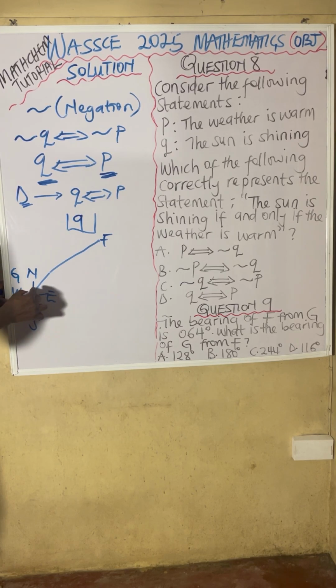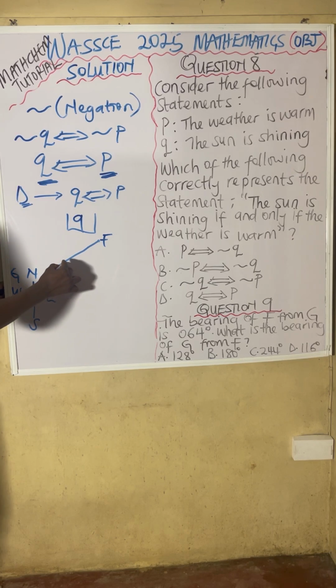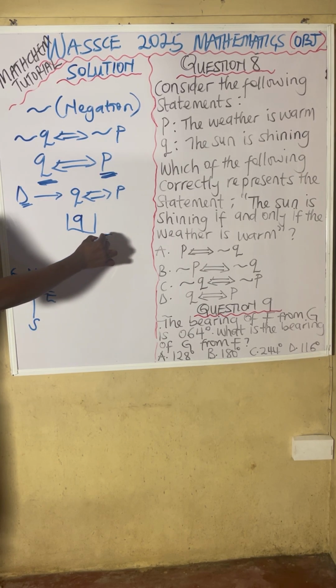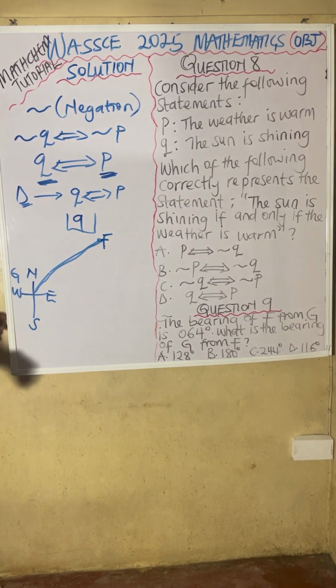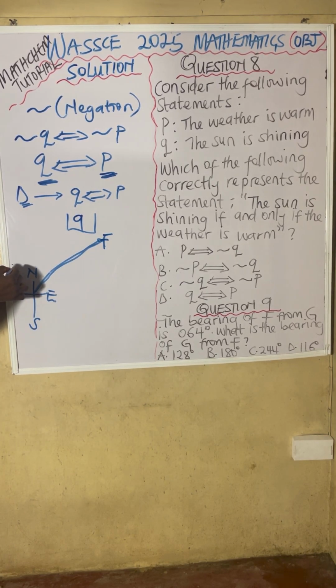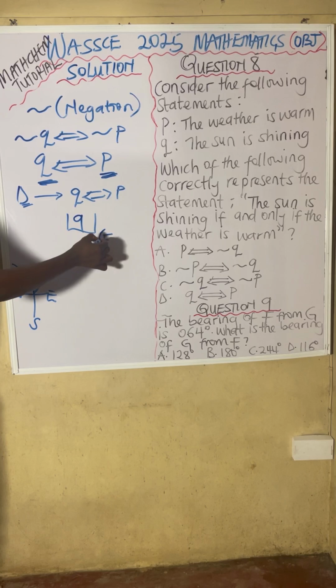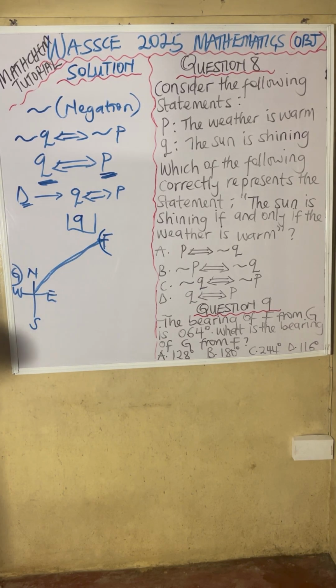This is the G. So let me allow the bearing to go like this. So the bearing of F. So this is the bearing of F, starting from where? From G. Started from G. Let me bracket it so that it will make 1 minute. So the bearing of F from G is what? 064 degree.